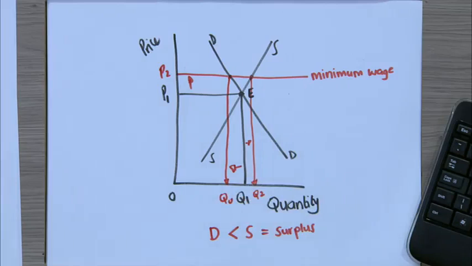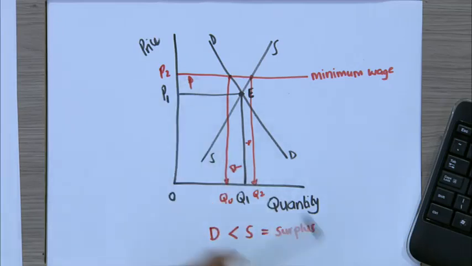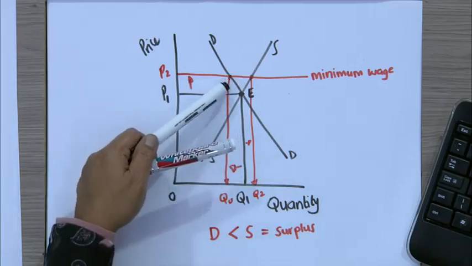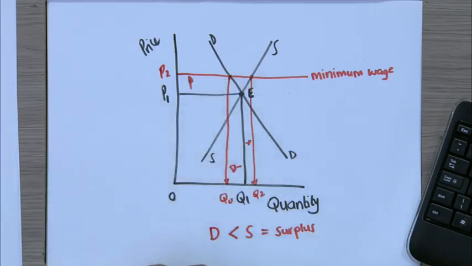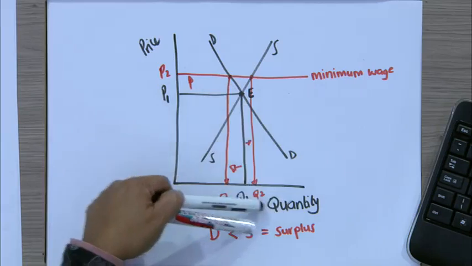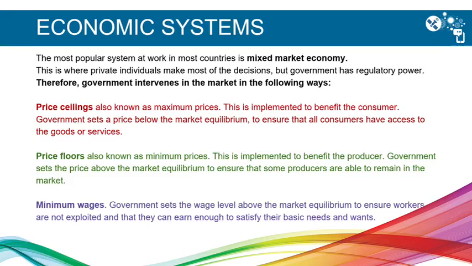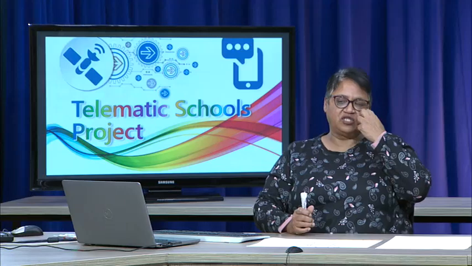So if you look at it, there are good things and bad things about setting a minimum wage. On the one hand, this could lead to more unemployment, right? And on the other hand, it's a good thing because now the workers are being taken care of, right? So government sets the wage level above the market equilibrium to ensure workers are not exploited and that they can earn enough to satisfy their basic needs and wants. Right, so just very quickly, if we just recap that.